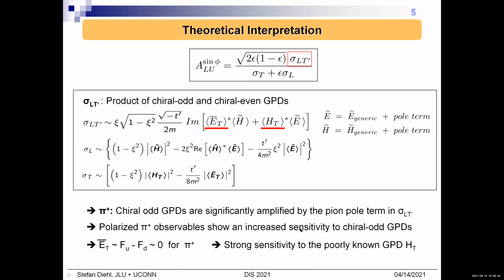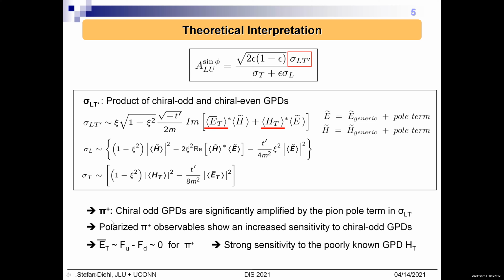And how is this connected to our observable? Here we see our observable ALU sine phi is proportional to sigma LT prime over sigma 0. And sigma LT prime, according to the Goloskokov-Kroll model, can be expressed as a product of chiral odd and chiral even GPDs. And explicitly, we can see that sigma LT prime is proportional to the imaginary part of ET bar times H tilde plus HT times E tilde.